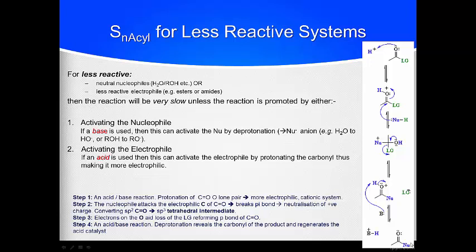So we can activate the nucleophile. If a base is used, then this can activate the nucleophile by deprotonation, or we can activate the electrophile. What we can do is activate that carbonyl oxygen by protonating it, putting in a system where it's activated, and it's going to make that delta positive bigger on that carbonyl carbon, so a nucleophile is more likely to get into it.